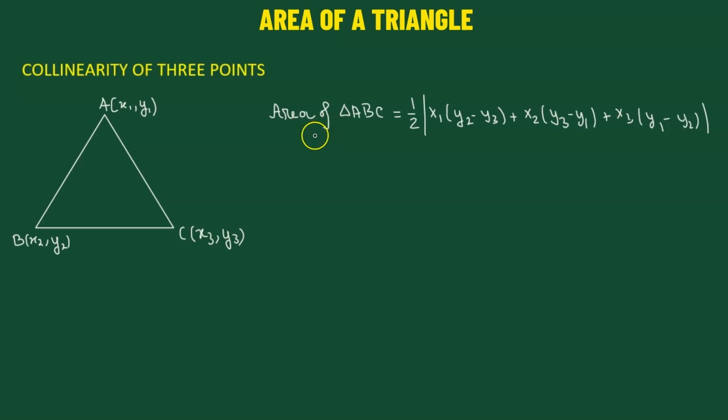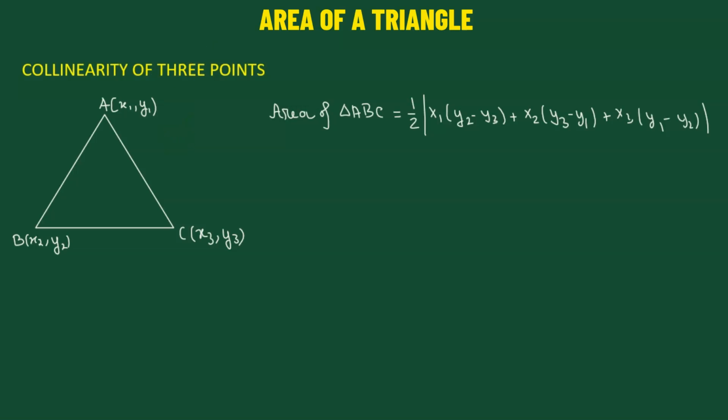Let's discuss collinearity of 3 points. Collinearity means the points that are lying on a same line. So we started out by finding out the area of a triangle. We've already defined the area of the triangle whose vertices are known. Now, collinearity means that the 3 points must lie on the same line.